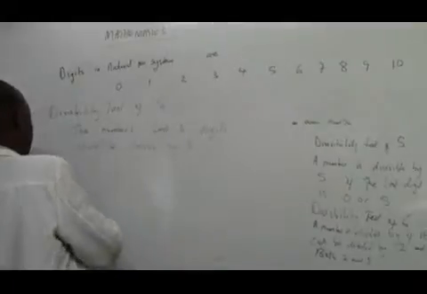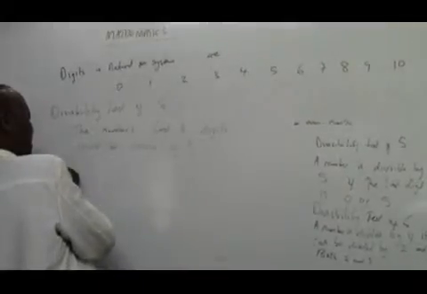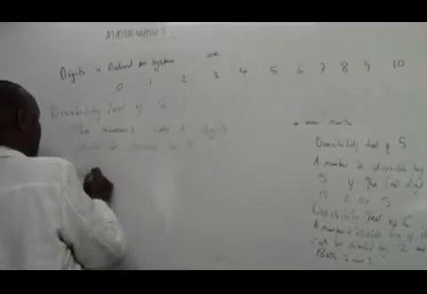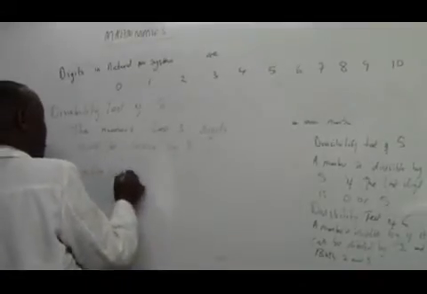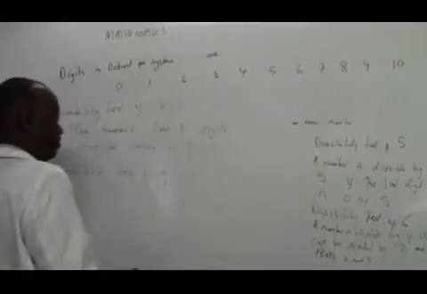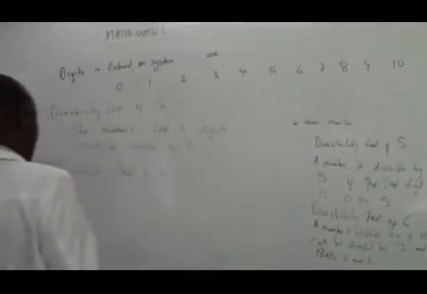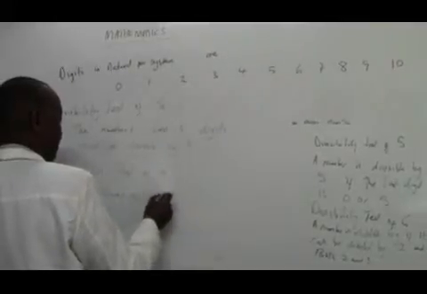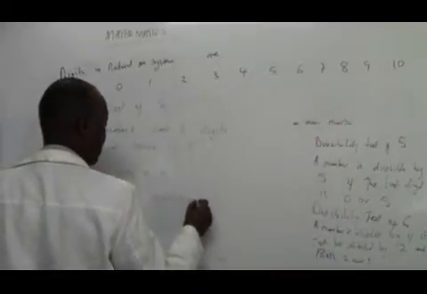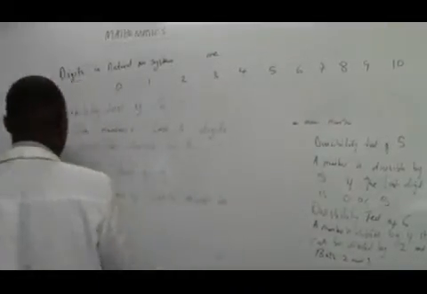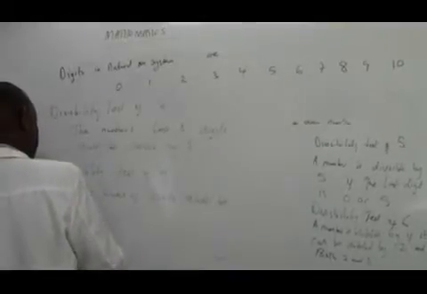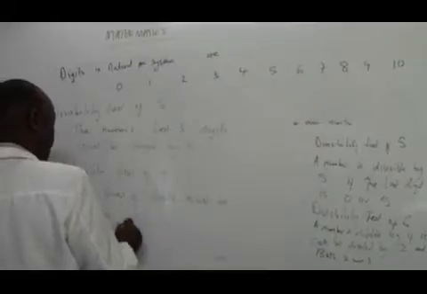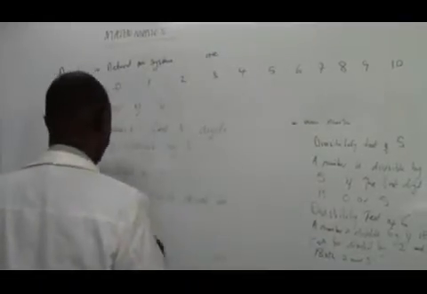Divisibility test of 9. For a number to be divisible by 9, the sum of digits must be divisible by 9.